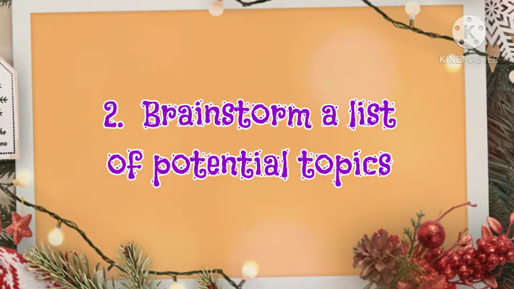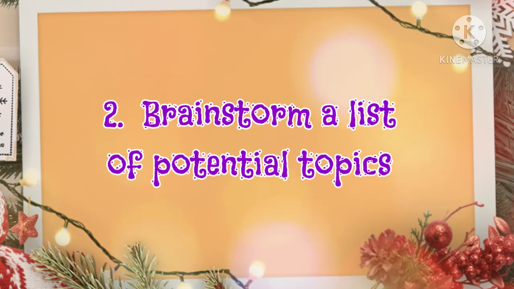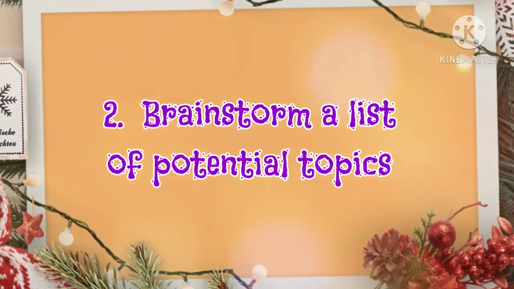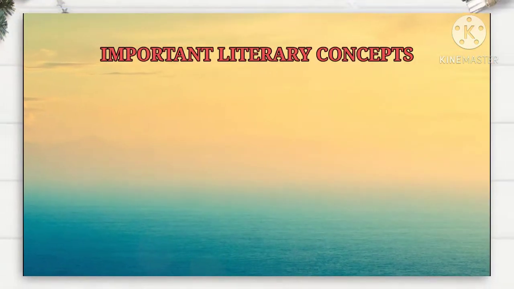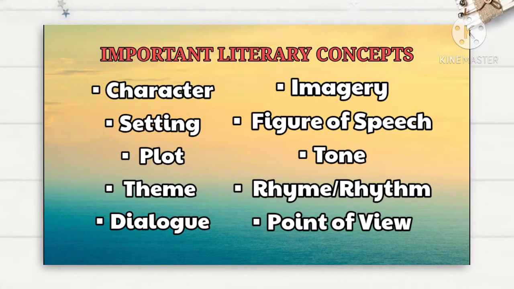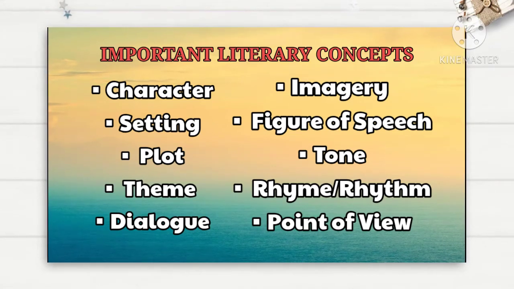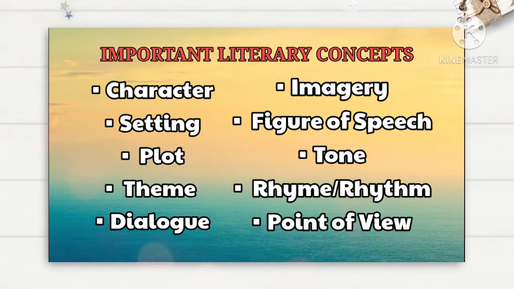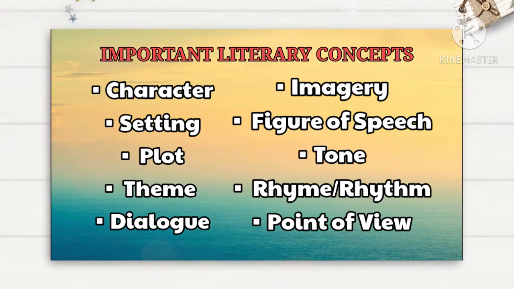Second, brainstorm a list of potential topics. The topic chosen should always be based on a writer's interpretation of the author's message. Here are some things a writer may want to consider when brainstorming for a literary analysis. These are the character, setting, plot, theme, dialogue, imagery, figure of speech, tone, rhythm, and point of view.